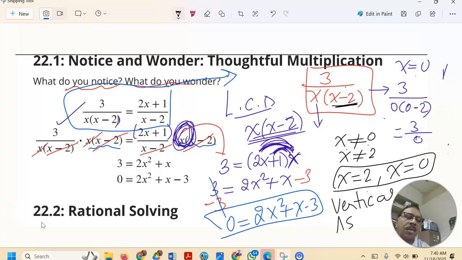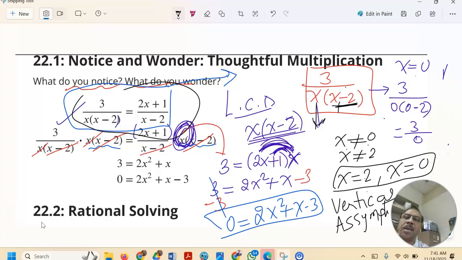Vertical, it means we don't have the value for x equals 0 and x equals 2. So that makes the equation kind of invalid, undefined, or maybe does not exist. There's no output. So that's the whole idea about this. Okay, I hope I made sense.